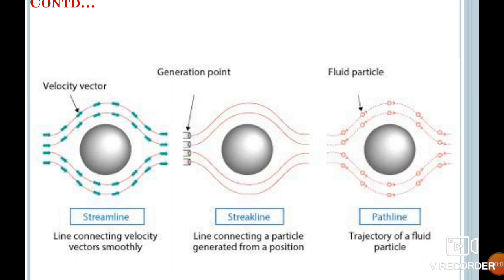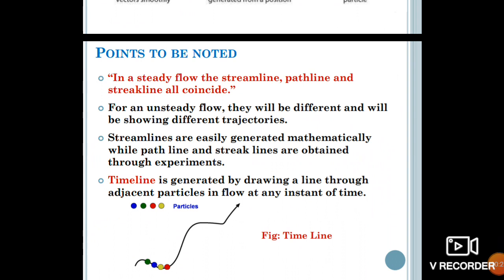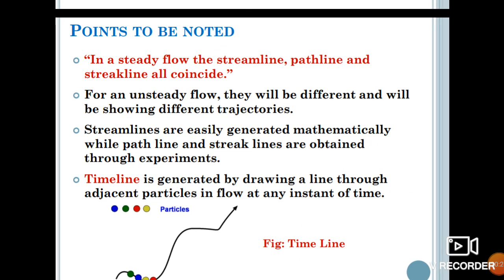Now the third one is path line. Path line is the trajectory of a particular fluid particle, so it is similar to the previous ones, streak line and streamline. This is in case of a steady flow. In case of unsteady flow, all three lines will be different. The important points to be noted are: in a steady flow, the streamline, path line and streak line all coincide. For an unsteady flow, they will be different and will show different trajectories. Streamlines are easily generated mathematically, while path lines and streak lines are obtained through experiments.